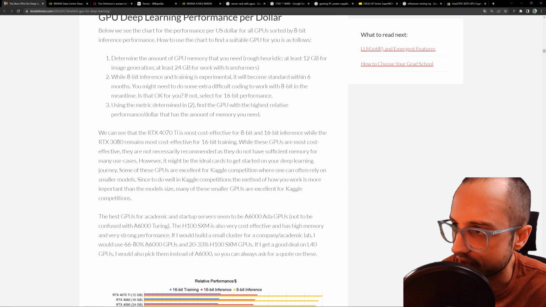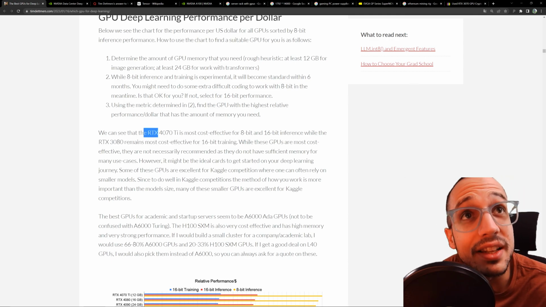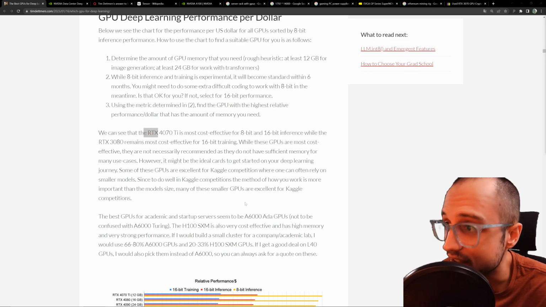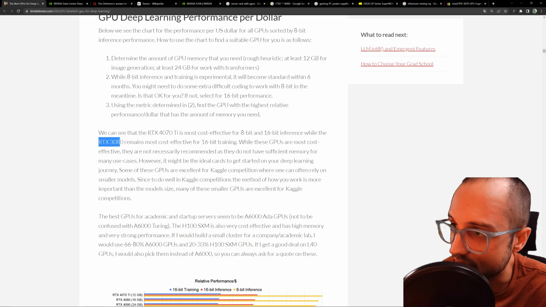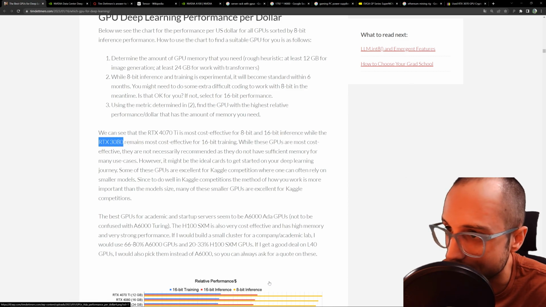The 4070 is the most cost effective. There you go. The RTX 3080 remains the most cost effective. So if you've been listening to this whole long stream, the answer is an RTX 3080. That's the answer right there. Get an RTX 3080.